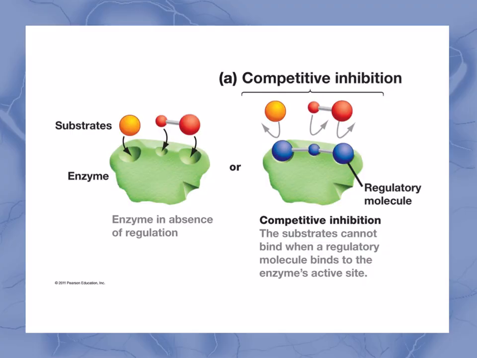So here you can see another example of competitive inhibition. You've got your substrates, which are the orange molecules, and then your regulatory molecule, which is your inhibitor, represented by blue. So notice how when the blue regulatory molecule binds to the active site, the orange molecules cannot bind, and we say that they are competing for the active site.